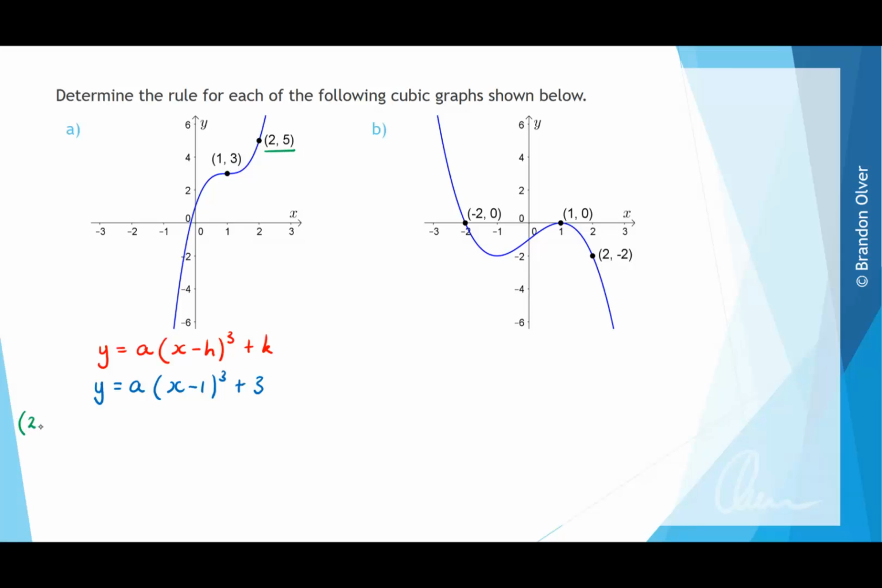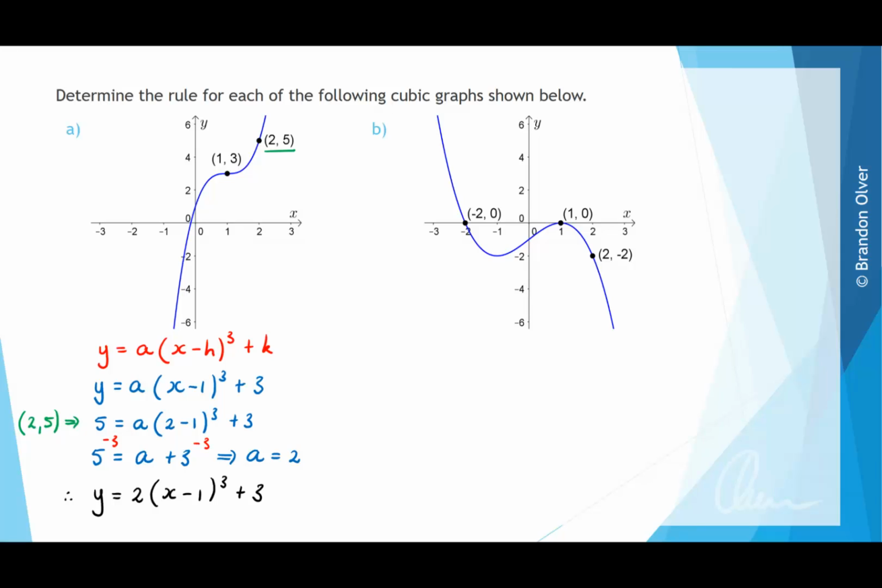So we're going to sub in (2, 5) into this equation, and that will give us 5 is equal to a times (2 minus 1) to the power of 3 plus 3. When we simplify it, 5 is equal to a plus 3, since 2 minus 1 is just 1 cubed. Subtracting 3 from both sides of this equation, we find that a is equal to 2. Therefore, the equation of the first graph is y equals 2(x minus 1) cubed plus 3.